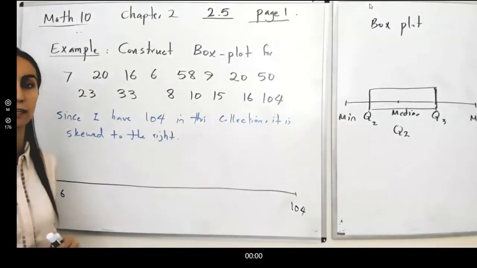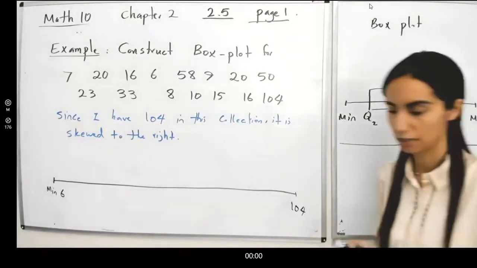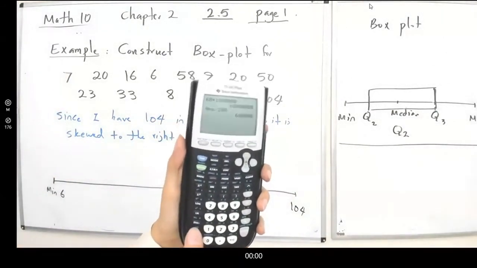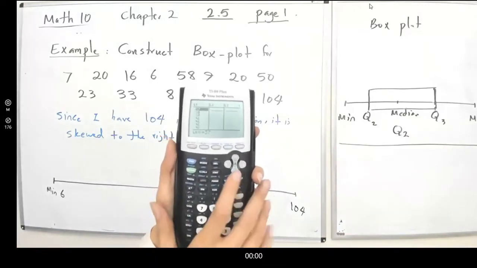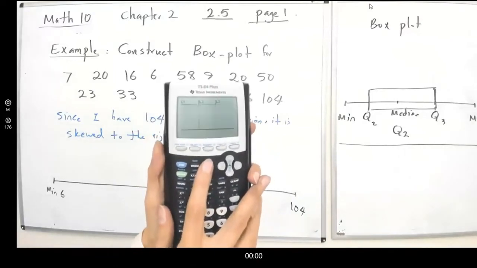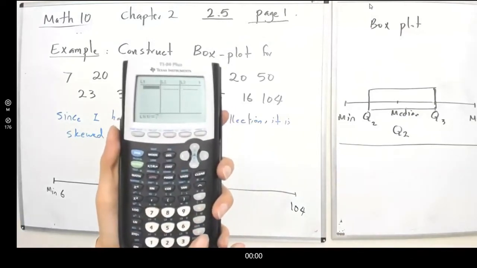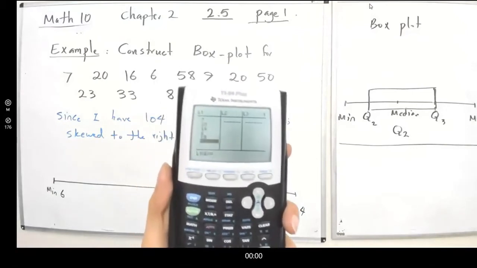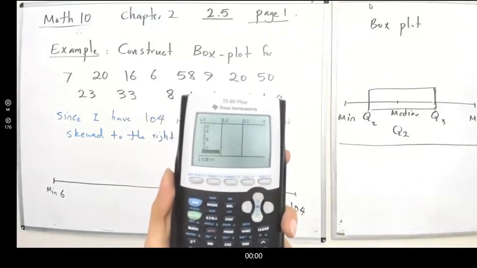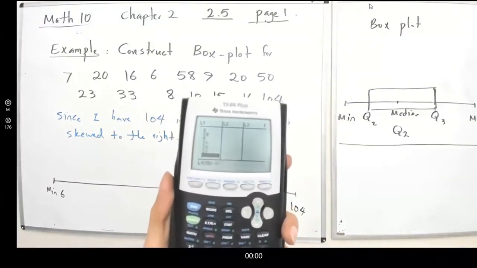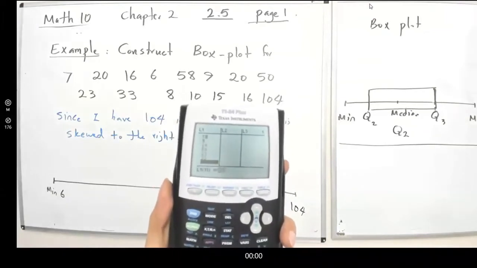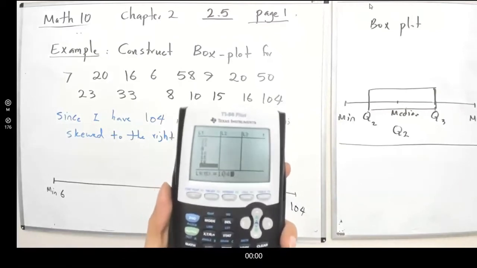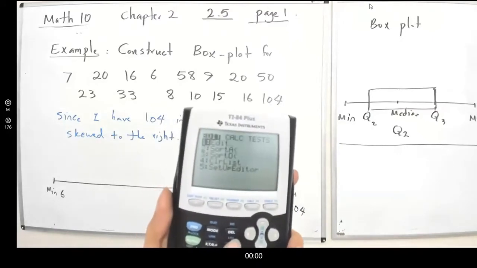So now, what is the median? Let us use our calculator to actually find the median. Let's turn on the calculator. Let us go to Stat, go to Edit. Let me erase all of these numbers. So I have 7, 20, 16, 6, 58, 9, 20, 50, 23, 33, 8, 10, 15, 16, and 104. So we entered all of these data. We're going to go to Stat, and then Calc.